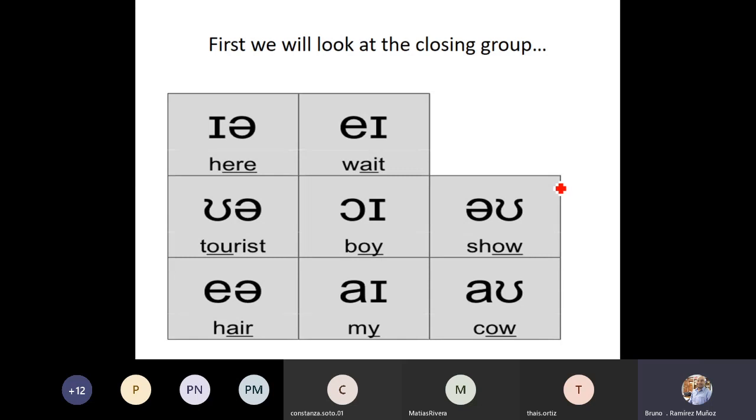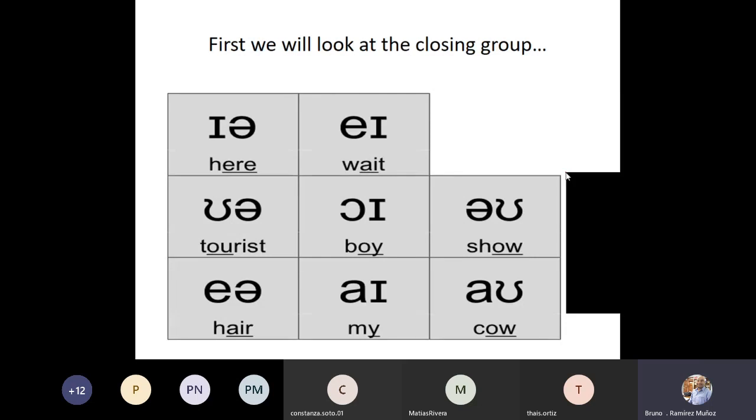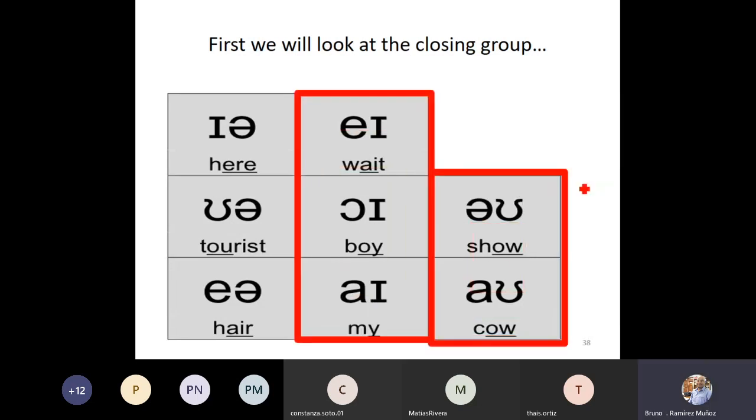Okay. So when we talk about the closing grip, we're talking about diphthongs which are considered closed, or they are produced when your mouth is closing. Let me show you the examples here. When we're talking about closed grip, we're referring to the diphthongs A, I, O, and OW.